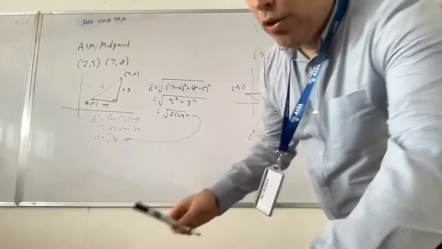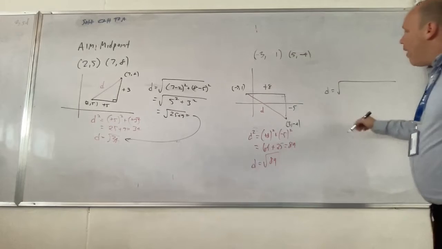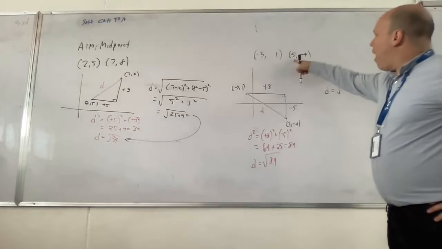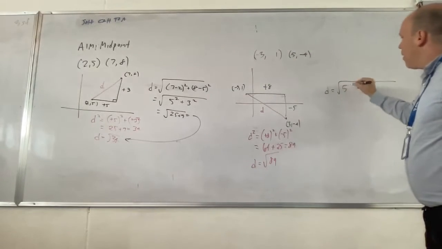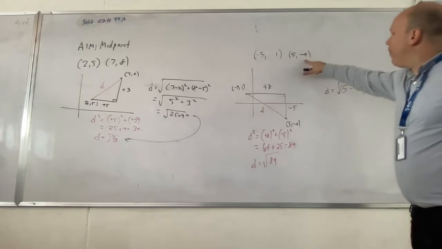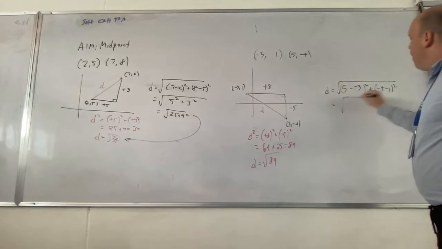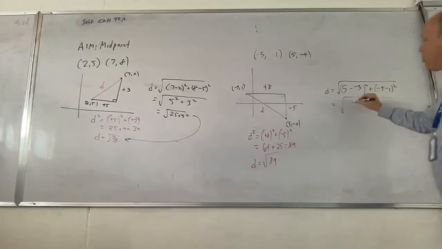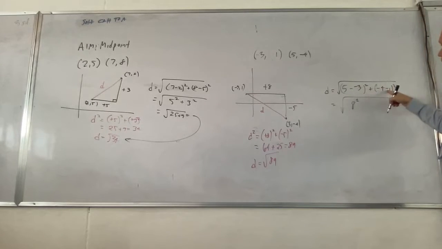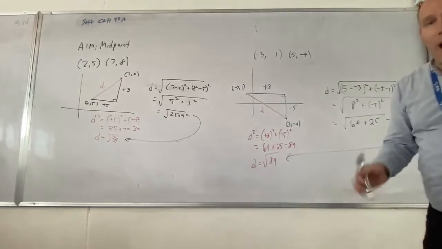Or we can use the distance formula. So we have d is equal to the square root of the change of x's, 5 minus negative 3, squared, plus the change in y's, negative 4 minus 1, squared. So we have 5 minus negative 3 is 8 squared. Negative 4 minus 1 is negative 5 squared. We have the square root of 64 plus 25, which is the square root of 89.